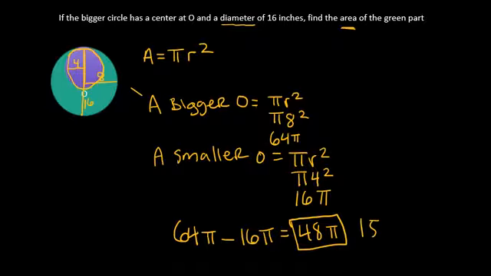And it's about 151. If you wanted to get rid of the pi symbol, you can also do that, and that's also the answer. So there's two answers, and they're both the exact same thing. So that's how you find the area of the green part in this question. Okay, thanks guys.